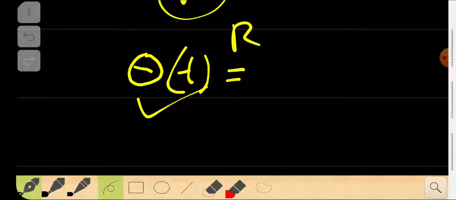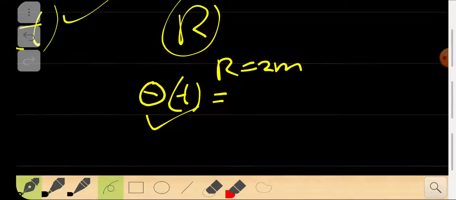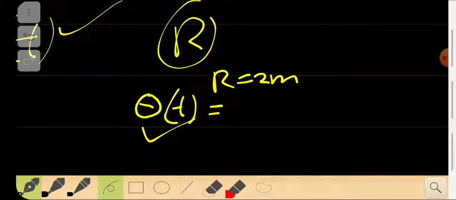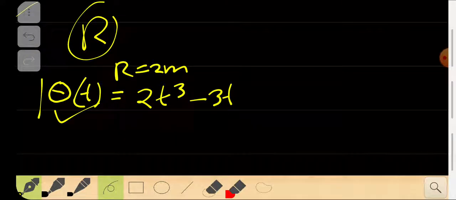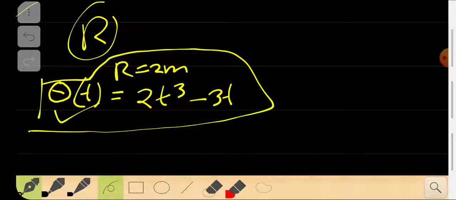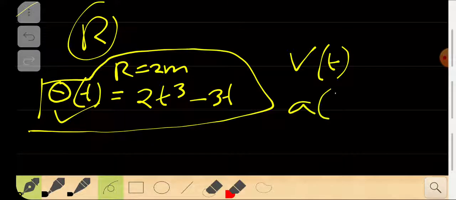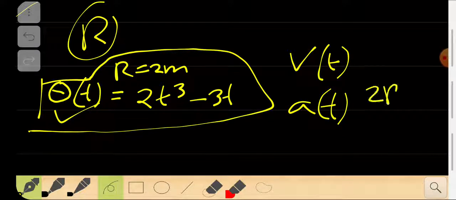I want r as 2 meters, right? So the radius of rotation is 2 meters, and theta is changing as 2t cubed minus 3t, right? So what does this question mean? This is the question, and we need to find out the velocity of this body in real time, at different times. At any time, what's the velocity, what is the acceleration at different times in different axes, in different directions? It is two dimensional, right?